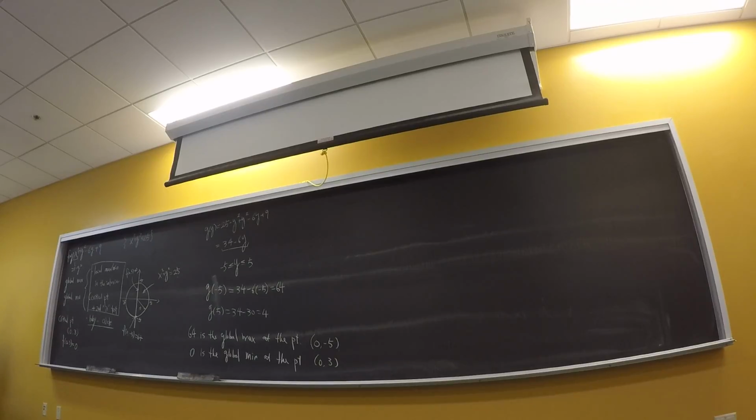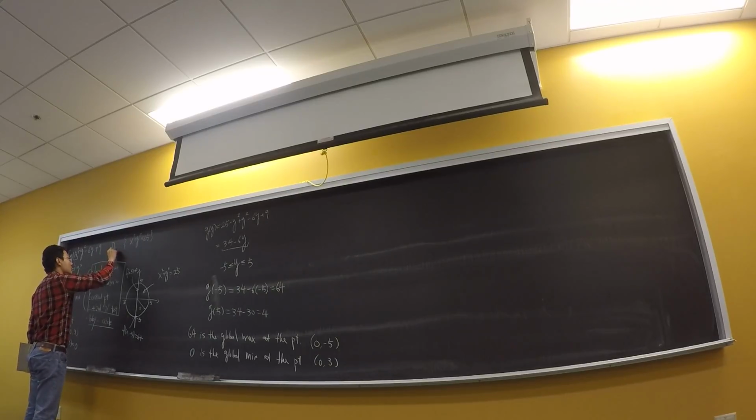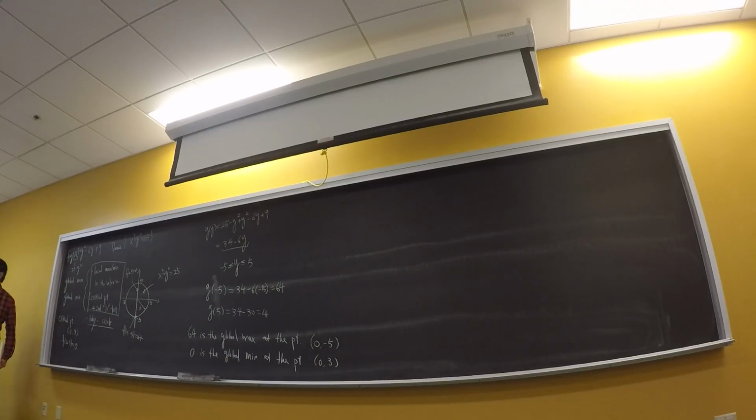Yep? So in this question, the domain is given? Yeah, the domain is given, exactly. The domain is given, so this is the domain. How did you know that 0 was the global min? That's a very good question.